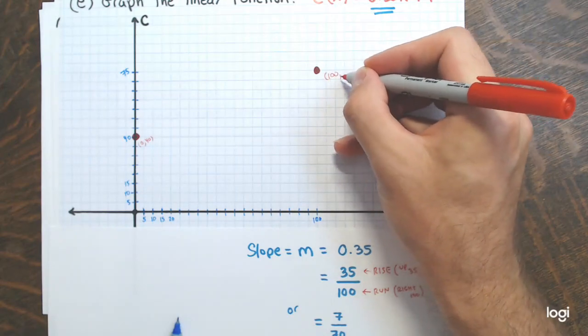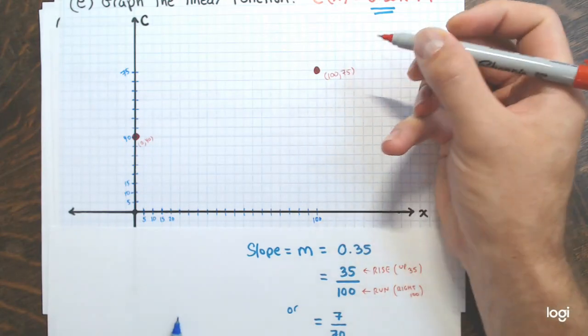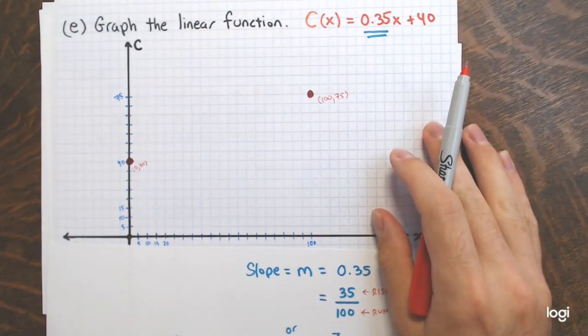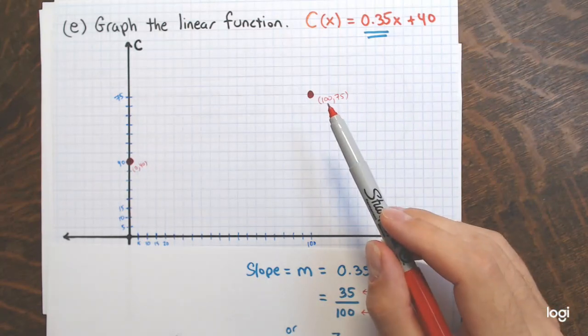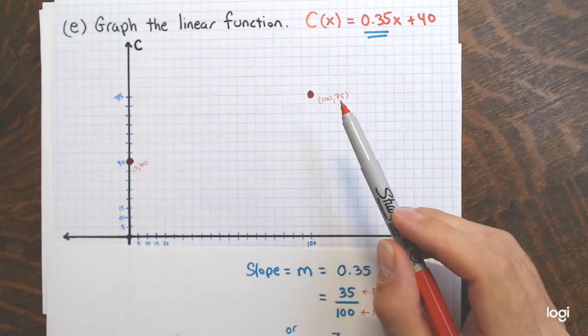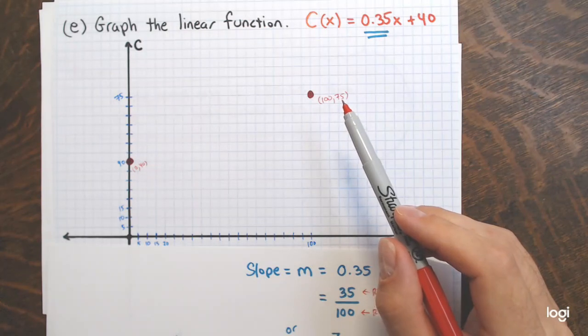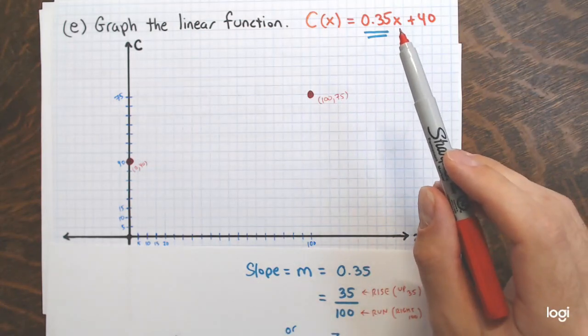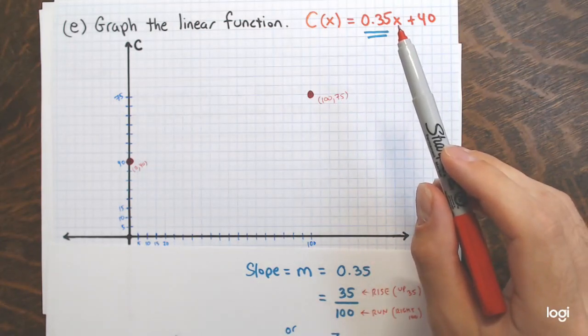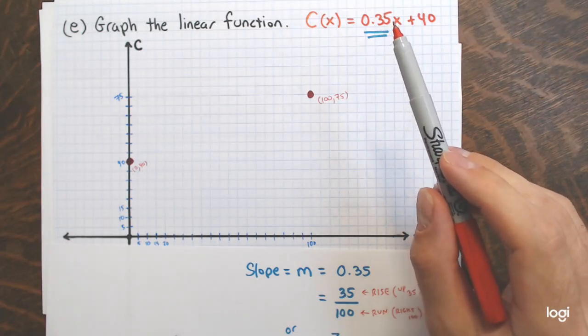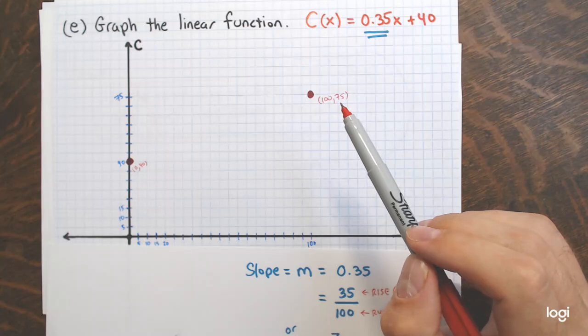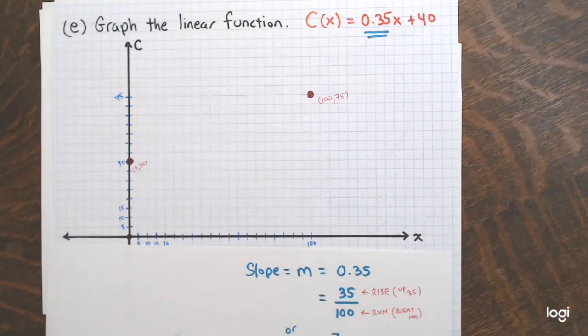There's 100, 75. And again, let's double check that. Let's make sure that when x is 100, the output, the C, is actually 75. When I replace x with 100, 0.35 times 100 would make this 35, and then 35 plus 40 is indeed 75. All right, so now that I have these two, we can draw the line, right?